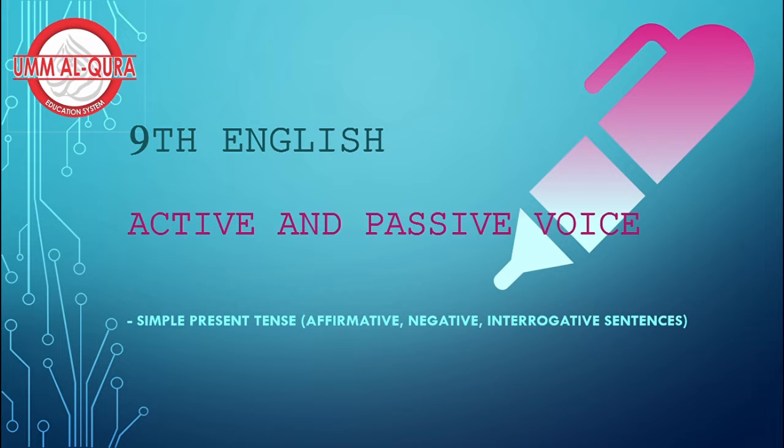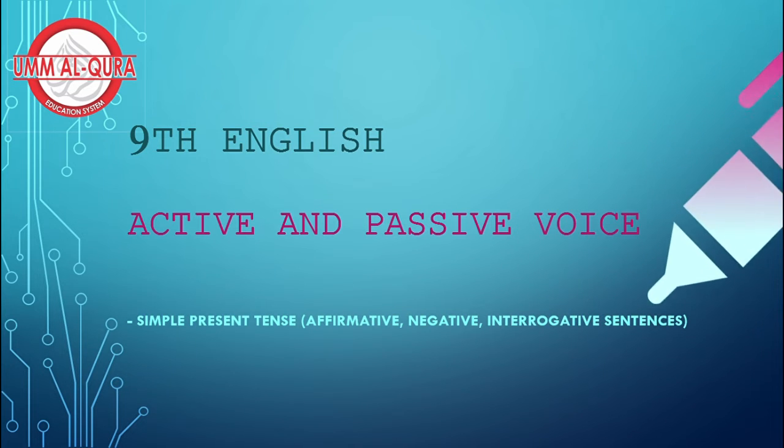Today we are going to discuss an interesting topic, that is active and passive voice. We are going to touch only the simple present tense with its three types of sentences, that are affirmative, negative and interrogative. Now you must be wondering, what are active and passive voices, what is the difference between the two, and most importantly how to identify them or convert them.